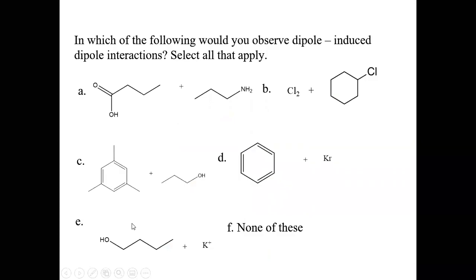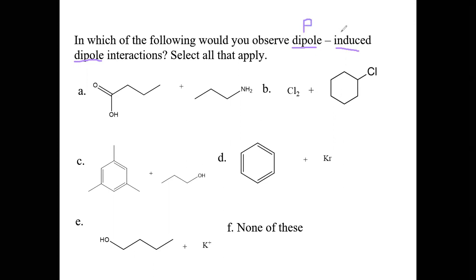Another thing we discussed was different types of intermolecular interactions. So here we want to know which of the following would observe dipole-induced dipole interactions. Select all that apply. So what do we have here? We want to look for dipole-induced dipole interaction. Dipole interaction is the main interaction in polar compounds.